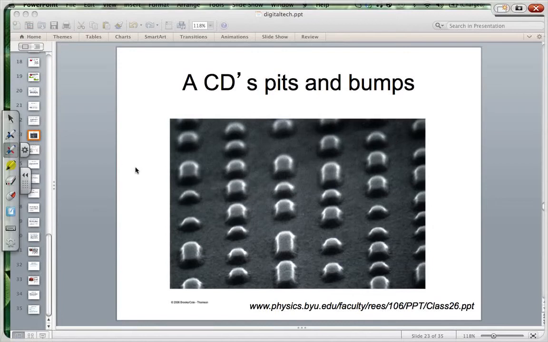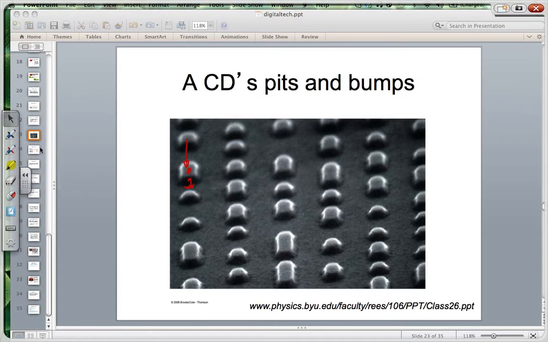A CD stores information digitally. That means it stores information in ones and zeros by using something like this. This is a picture of one. These over here are the bumps, and then you get the pits. And what happens is that laser light of a known wavelength is shone down on it, and the depth of these pits here are very specific, so that you get constructive and destructive interference.